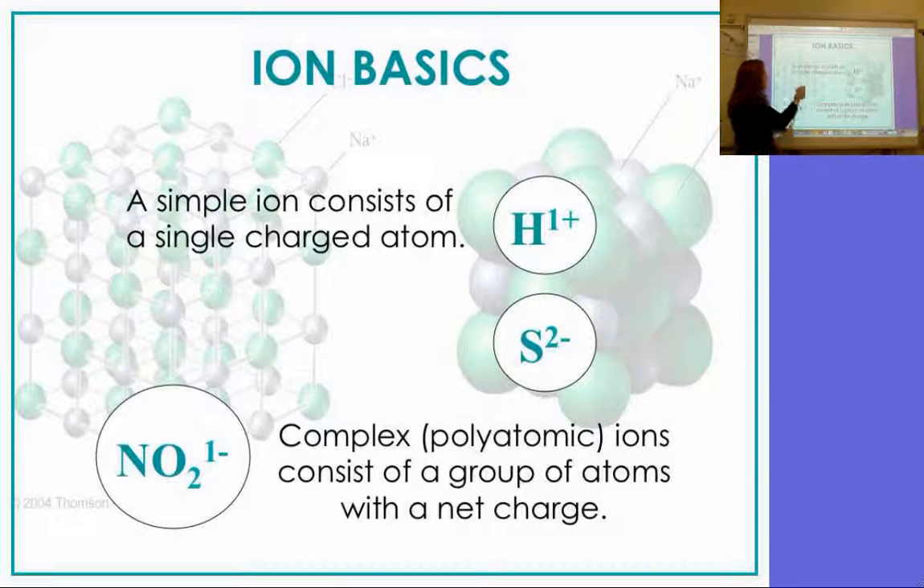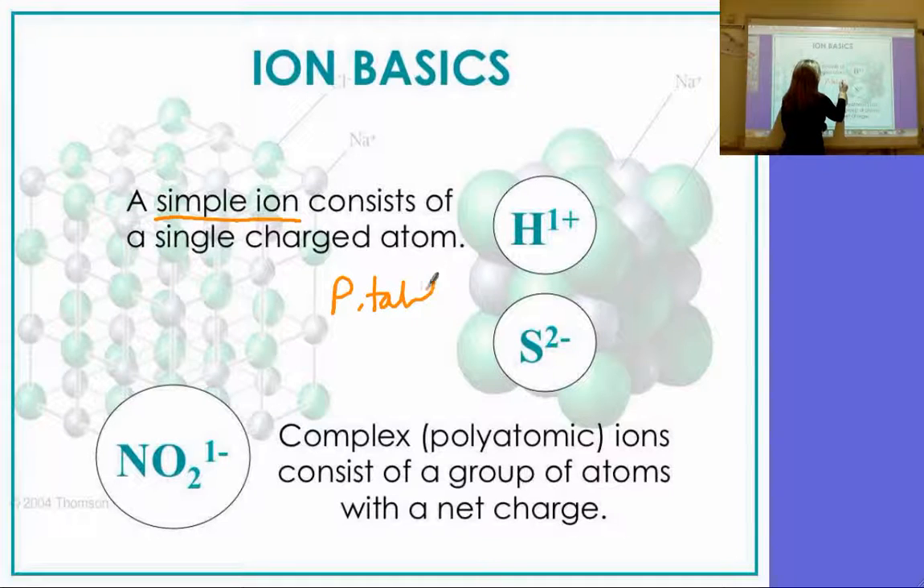There are simple ions. Simple ions are just that. They're very simple. They have a single charged atom. So these you'll find on your periodic table. Here's an example of hydrogen. If hydrogen loses its one electron, it has a 1+ charge, and it's the hydrogen ion. You can have positive ions. These are the cations. Remember, they lost.